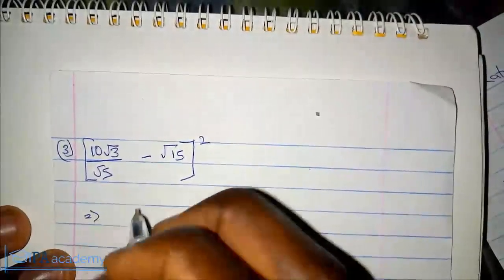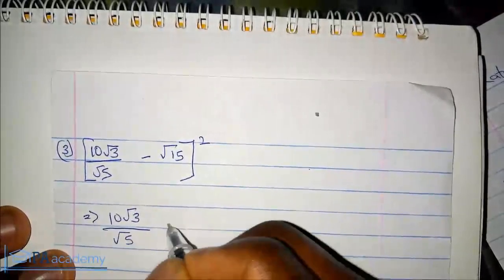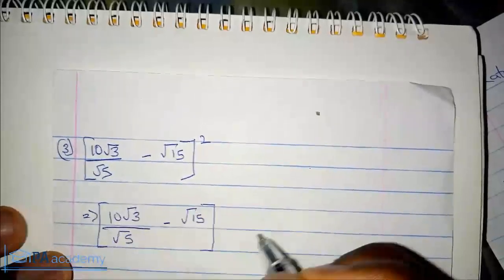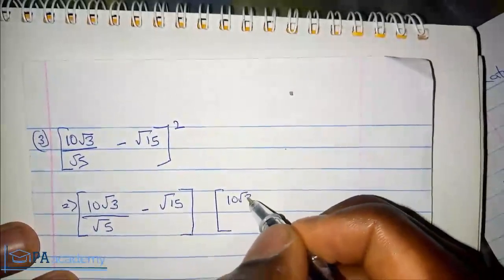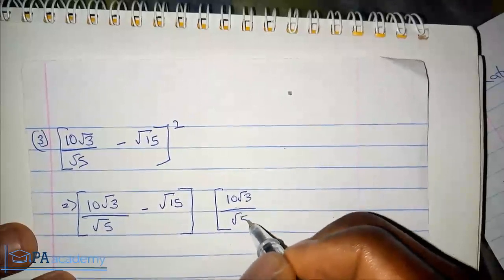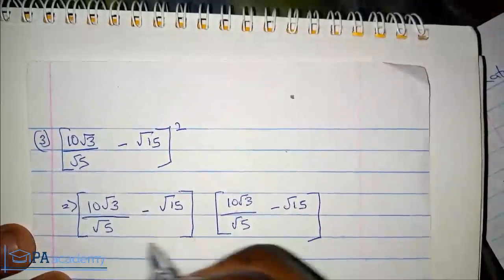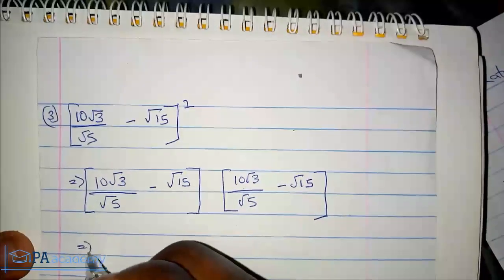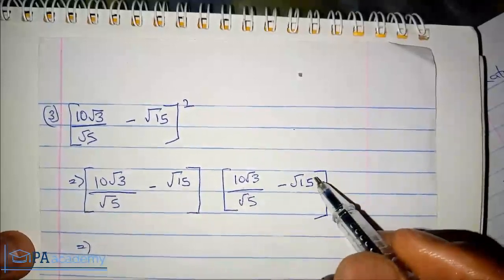So we can write this as (10√3 / (√5 − √15)) into (10√3 / (√5 − √15)). So we've just expanded the square that we have here. Now we are going to use what we have in the first bracket to multiply what we have in the second bracket.